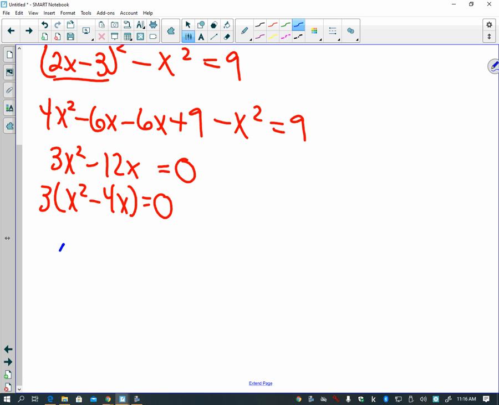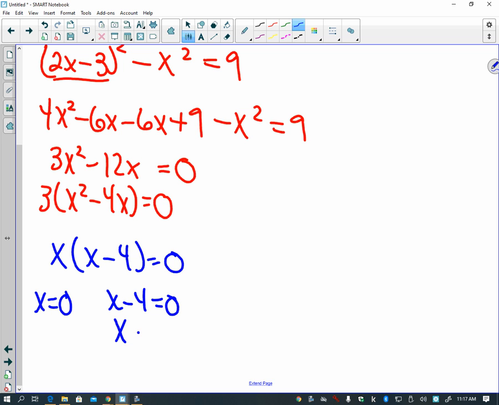So we got x squared minus 4x equals 0. Then we can factor out an x, which gives me x times (x minus 4) equals 0. So we've got two options: x equals 0, or x minus 4 equals 0, so x equals 4. So we have two solutions for x: 0 and 4. Now I just have to solve for those two scenarios.